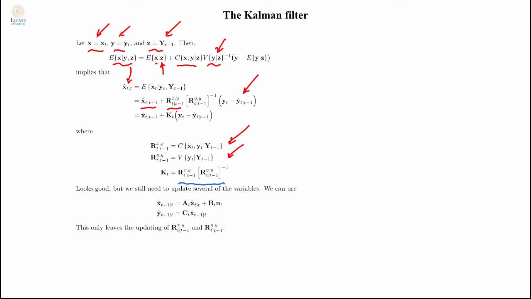I will gather these two and call it the Kalman gain, and I now have the full expression that I'm looking for. Of course, I'm not done here. I need to define the updating of the different parts of this. So let's begin with the x of t given t minus 1.